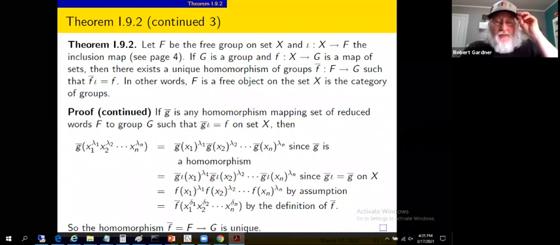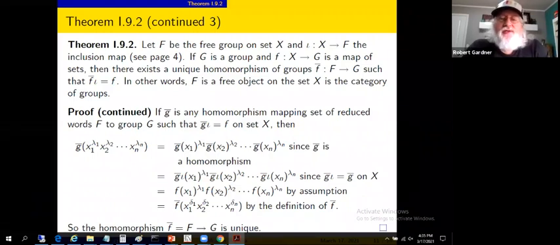Okay, we're dealing with a homomorphism. So G bar will produce G bar of X1 to the lambda 1 and so forth. We said G bar was a homomorphism. We know that G bar composed with iota produces the same value as G bar itself. We just described this on the previous page, except in the setting of F bar. F bar equals F bar composed with iota on set X.